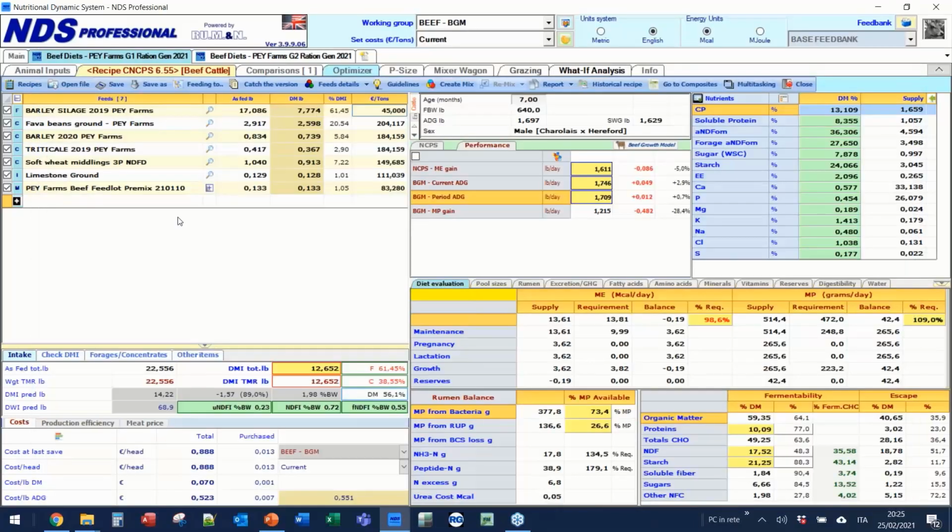This is what we did. We are not recommending to use beef growth model instead of the Cornell model. We provide both. We leave you to monitor both in parallel in order to have a better evaluation of what we are doing in your beef enterprise.